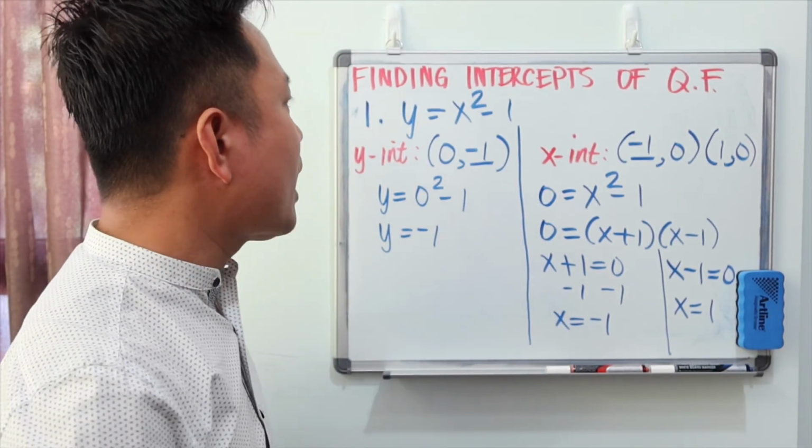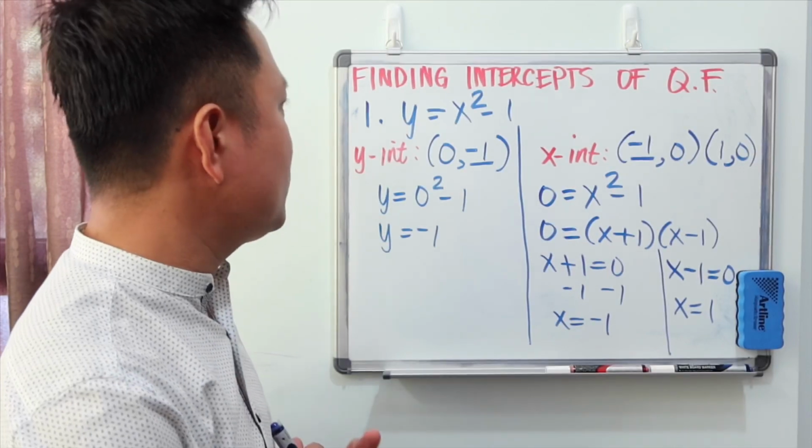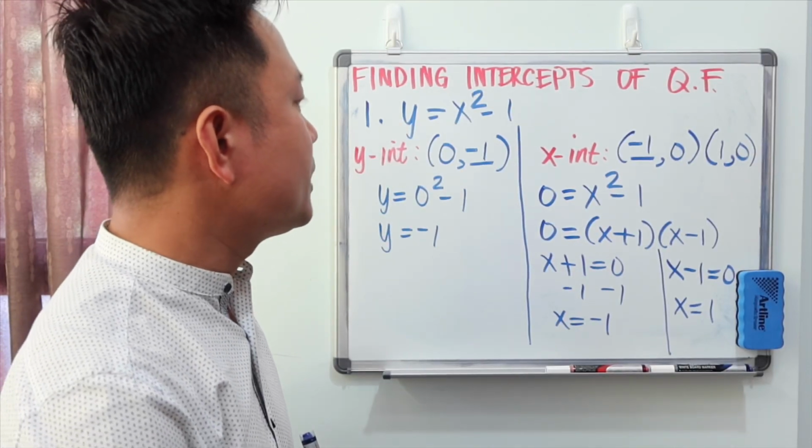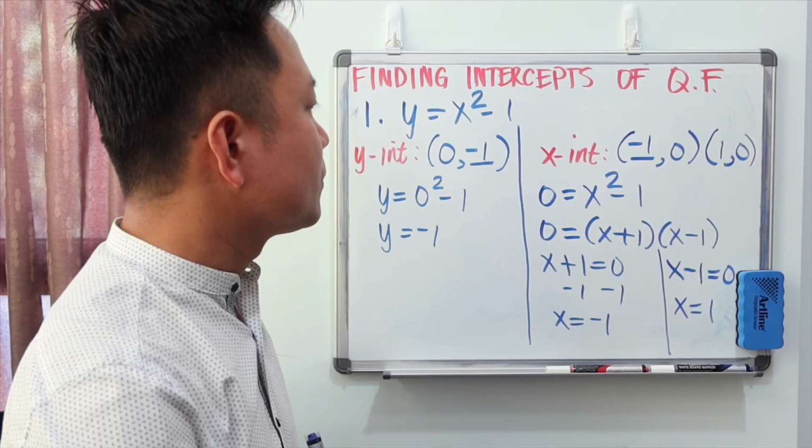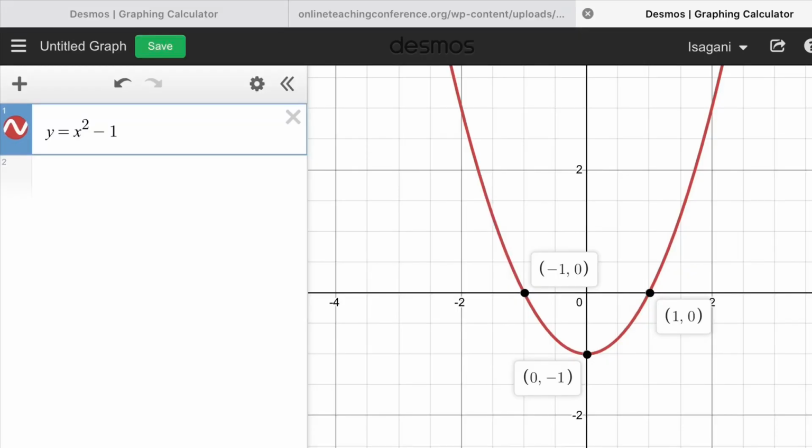Let's take a look at the graph of this quadratic function y is equal to x squared minus 1. Examining the graph of the parabola, we know that the parabola intersects the x-axis at 2 points, at 1, 0 and negative 1, 0, which are the x-intercepts of this quadratic function. And also, the graph intersects the y-axis at 0, negative 1, which is our y-intercept.